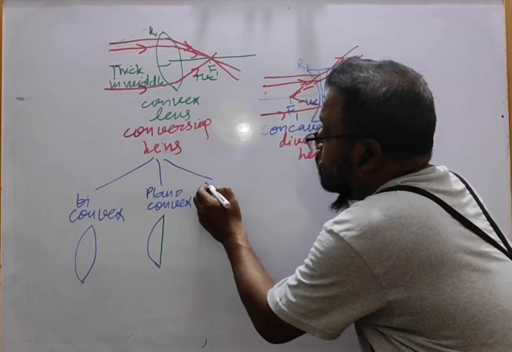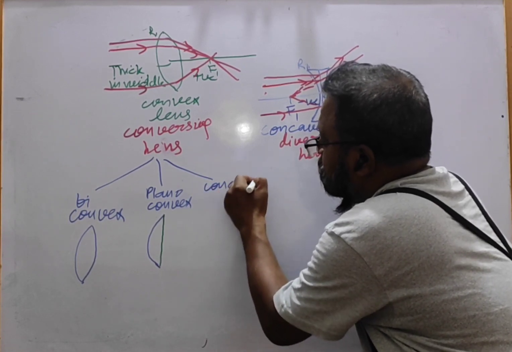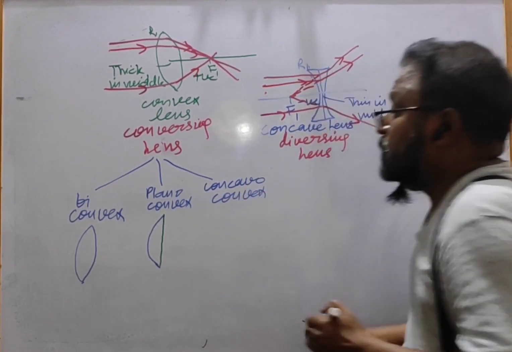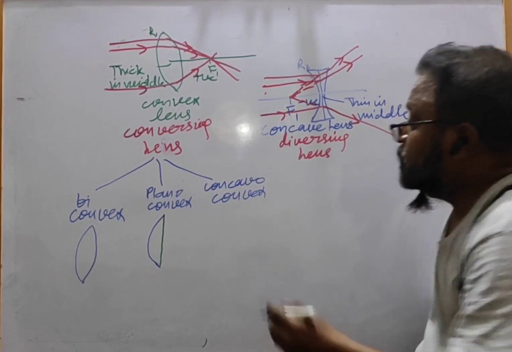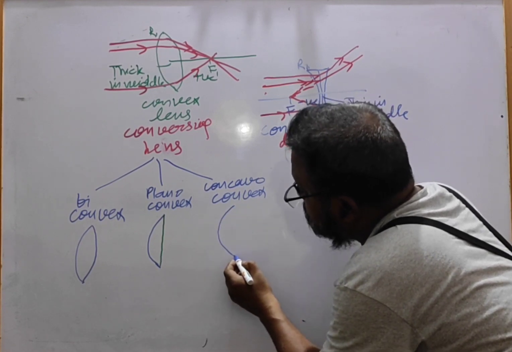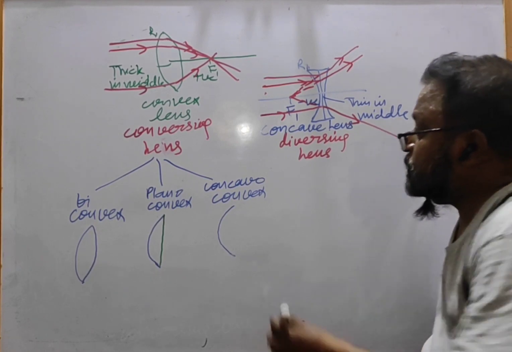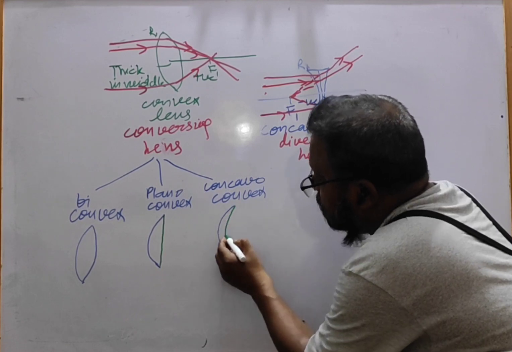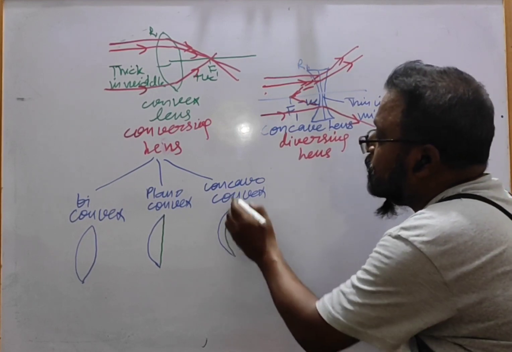After that we have concavo-convex, right? In concavo-convex, one surface is like this, and another one, this is the convex surface, and now we have the concave surface, right? This is called concavo-convex.